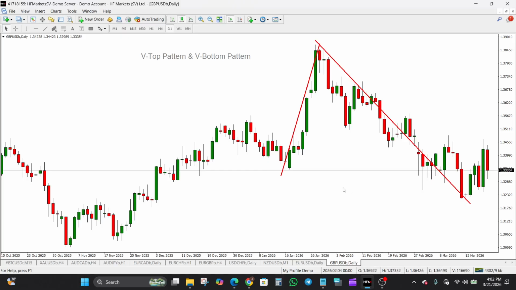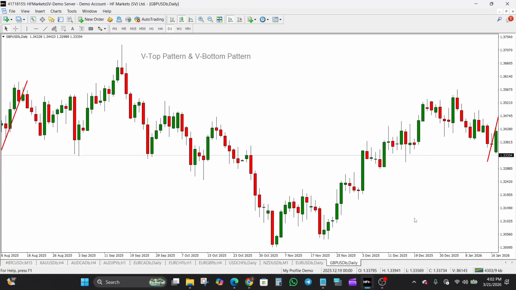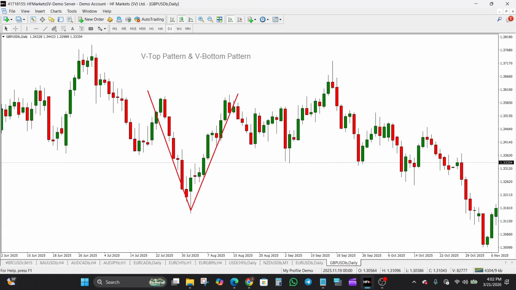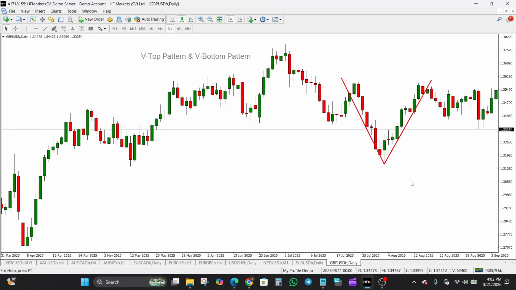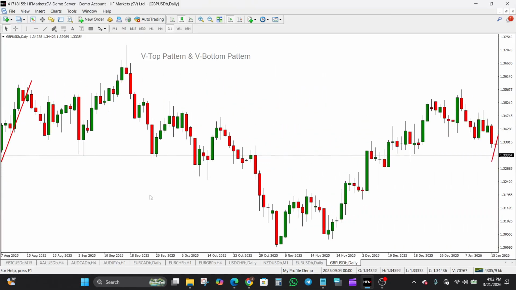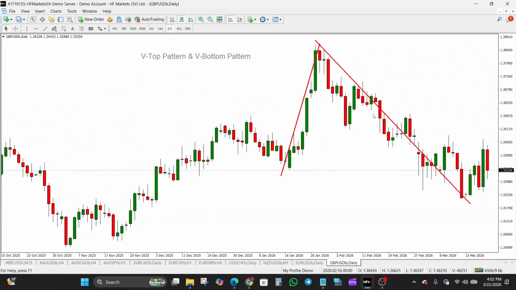Now, what makes these patterns unique is the lack of structure, right? Unlike double tops or head and shoulders, the V patterns don't give much time to prepare, right? They are fast and often driven by news events or sudden shifts in sentiment, right?